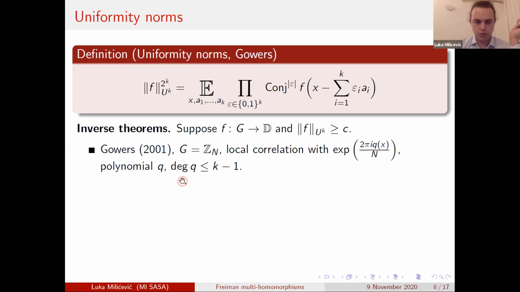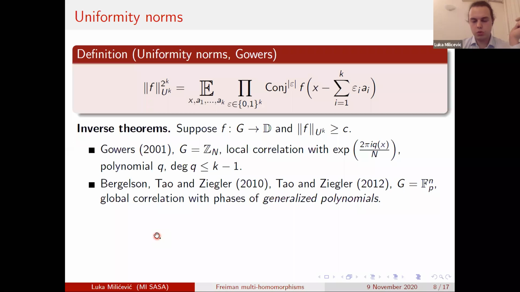So the first result that I would like to mention is a result of Bergelson, Tao, and Ziegler from 2010, which was further refined by Tao and Ziegler in 2012, who proved a strong inverse theorem in the case of vector spaces. Namely, they obtained global correlation with phases of something they called generalized polynomials. I won't be able to say what these generalized polynomials are exactly today, but let's just mention that in certain settings, for example if p is large enough, these generalized polynomials become just usual polynomials.